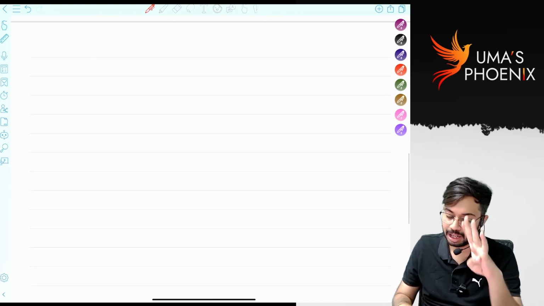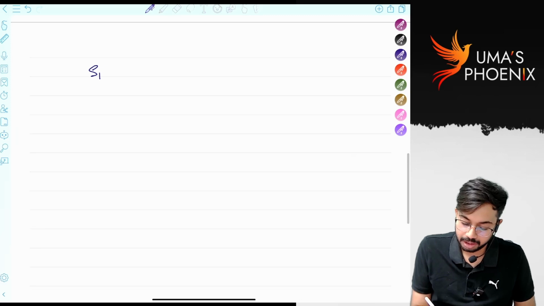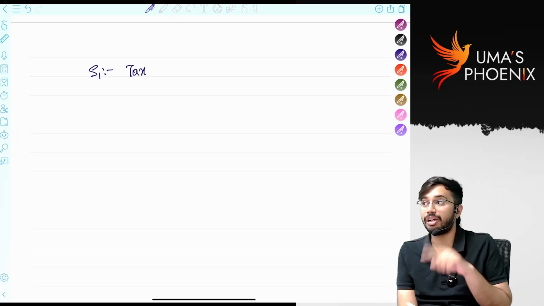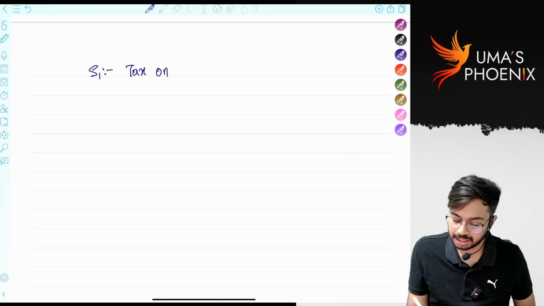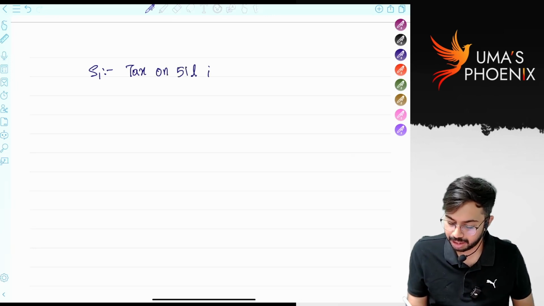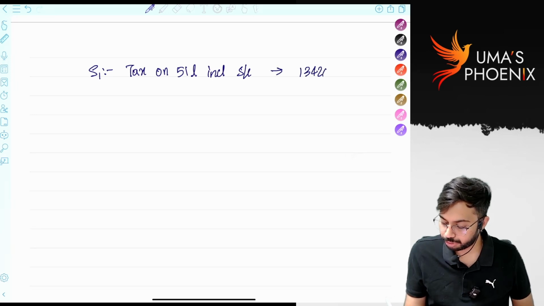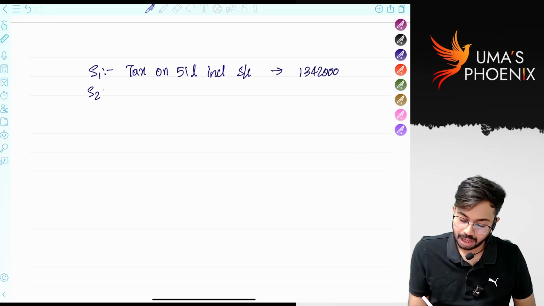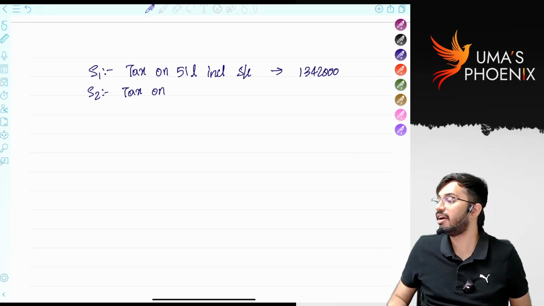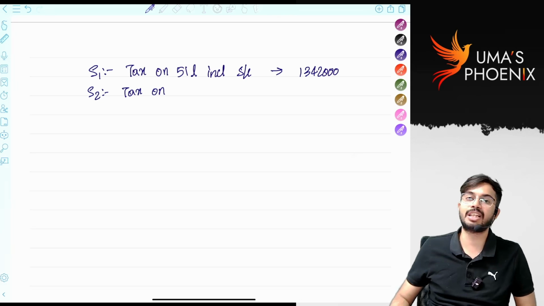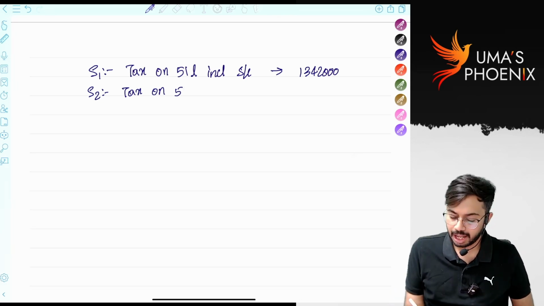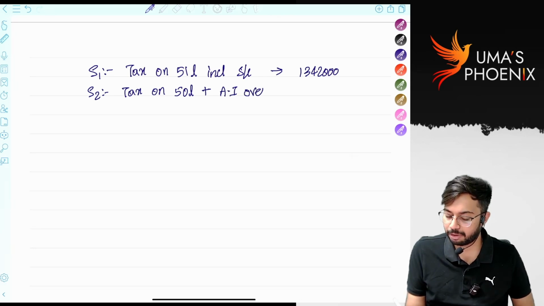What is step 1? Tax on total income including surcharge. So how much is tax on 51 lakh including surcharge? 13 lakh 42,000. Step 2, tax on nearest surcharge limit. For 51 lakhs, what is the nearest surcharge limit? Tax on 50 lakhs plus additional income over and above 50 lakhs.